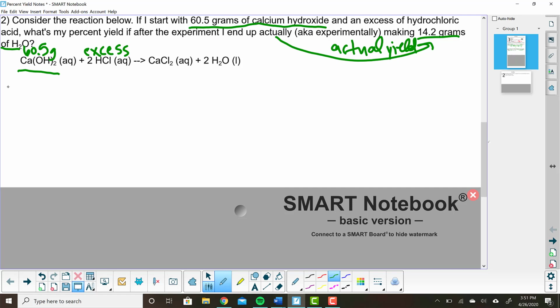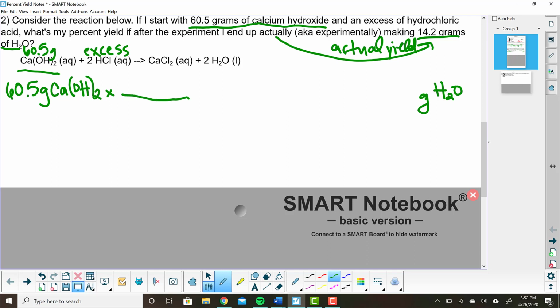First I need to use my stoichiometry skills to convert 60.5 grams of calcium hydroxide into grams of water. This is a grams of A to grams of B conversion. So if you're looking at your stoich map, I need to go from grams to moles, then moles to moles, then moles to grams. So let's set up that skeleton here.